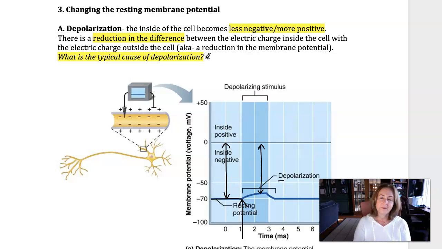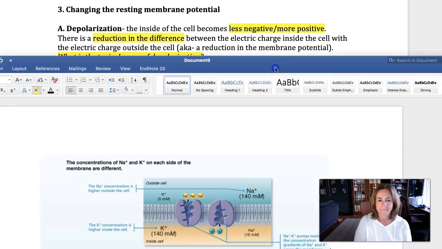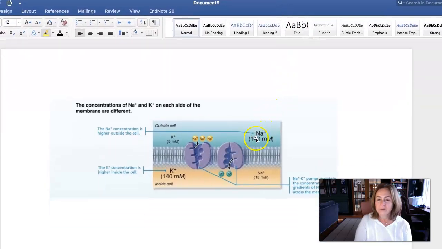So you might wonder, what would be a typical cause of a depolarization? If a chemically gated or voltage-gated sodium channel opens, because we have a high concentration of sodium outside the cell and a low concentration of sodium inside the cell, it doesn't matter how the channel is gated, right? If it's chemical or voltage, if you open that, sodium will passively enter the cell. Sodium carries a positive charge, which means that it's going to make the inside of the membrane more positive.